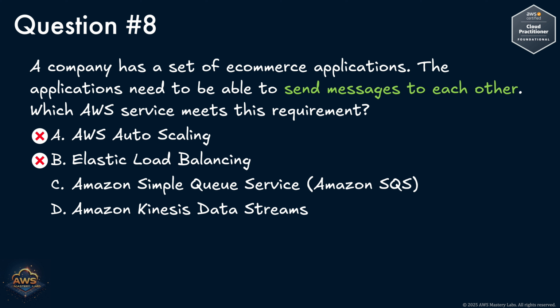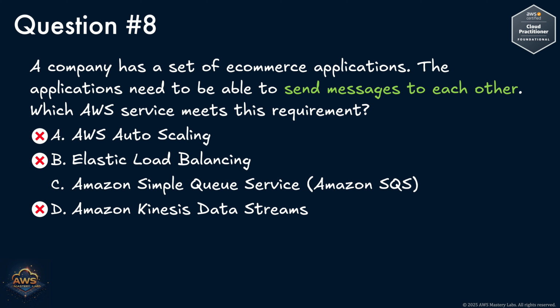Option B, Elastic Load Balancing, ELB. ELB is useful for distributing incoming traffic across multiple backend targets, such as EC2 instances, containers, or IPs. It helps with availability and fault tolerance, but it's used for handling real-time synchronous requests like HTTP or TCP traffic. It does not support asynchronous communication between applications or message queuing. Incorrect, because it is great for synchronous traffic, but not for application-level messaging.